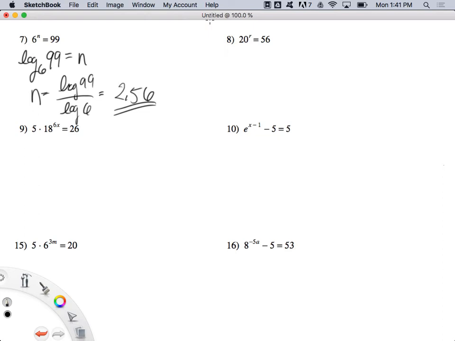Whenever you have an exponential equation like this, generally speaking, you're going to have to put it into logarithmic form. Okay. Yes. Good. Easy.